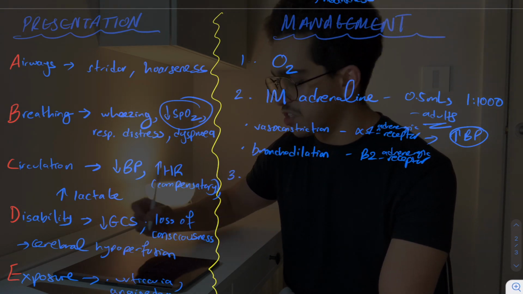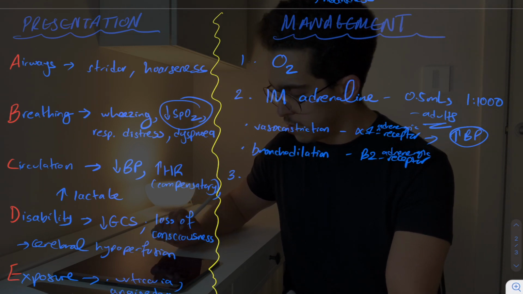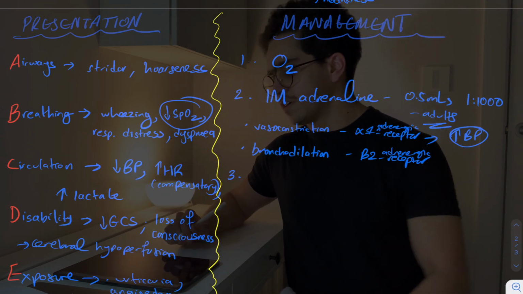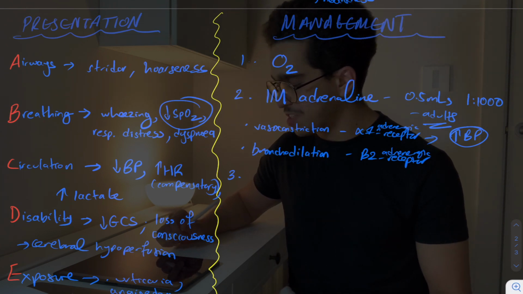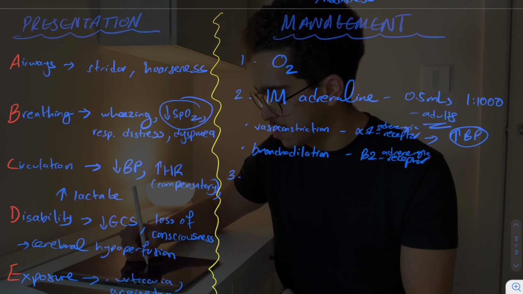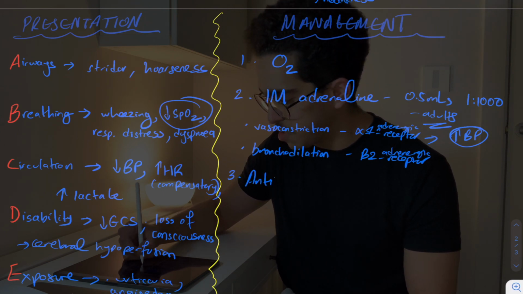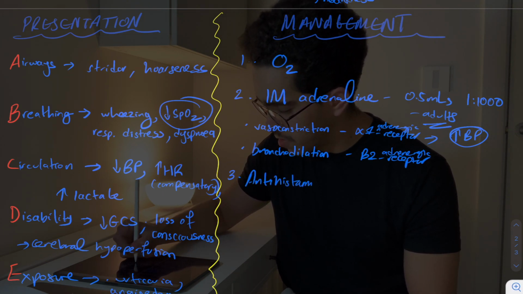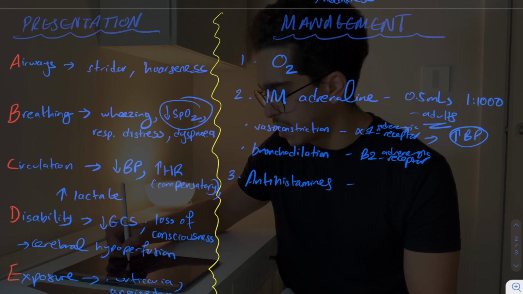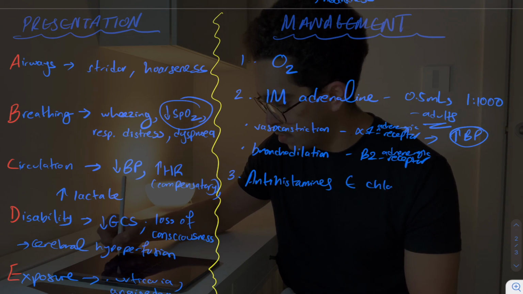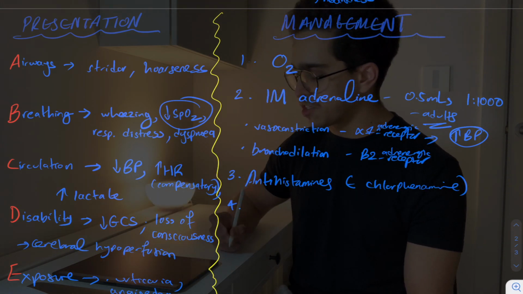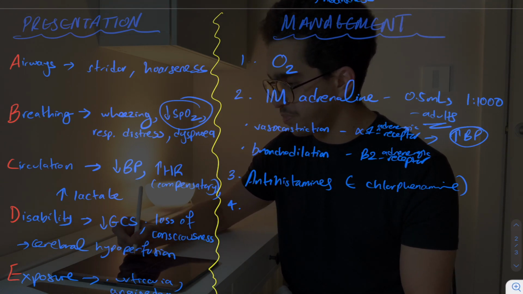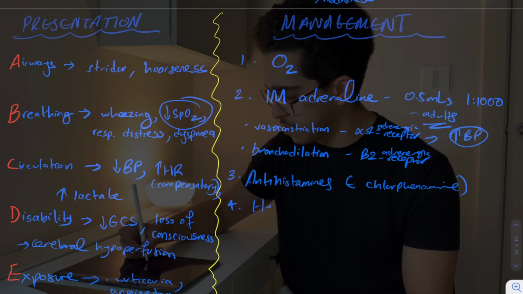What else can we give patients with an anaphylactic shock? We just said that there's going to be too much histamine release. So how can we oppose the action of histamines? Well, we can give antihistamines, like chlorphenamine. Okay. What else can we give the patient? We can give the patient steroids like hydrocortisone.